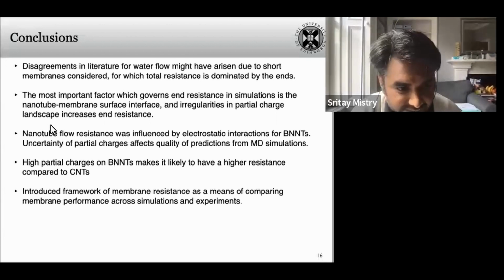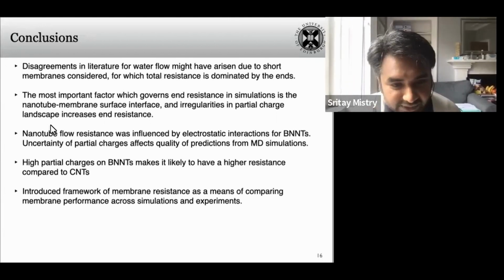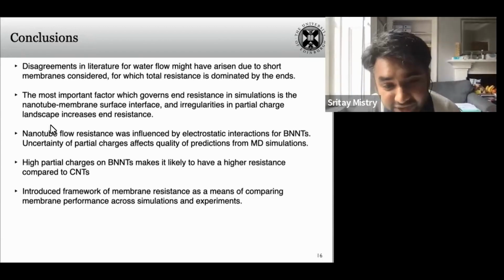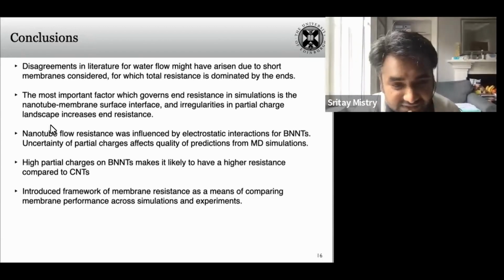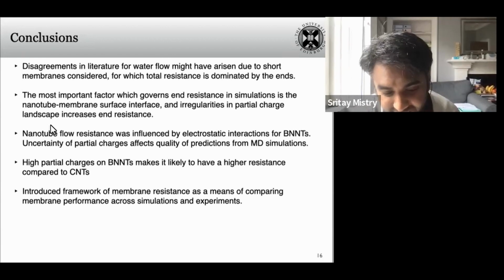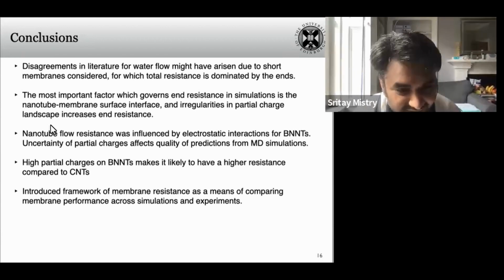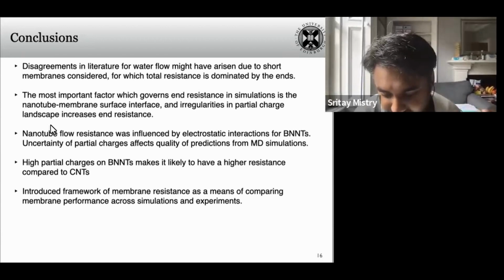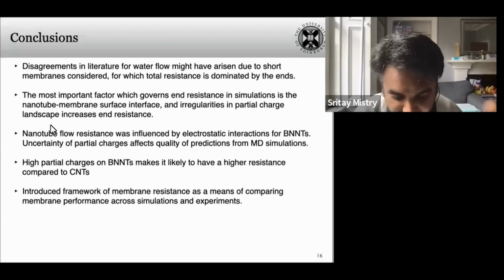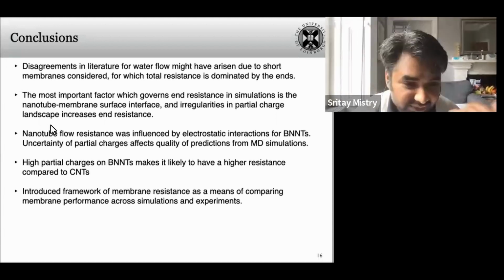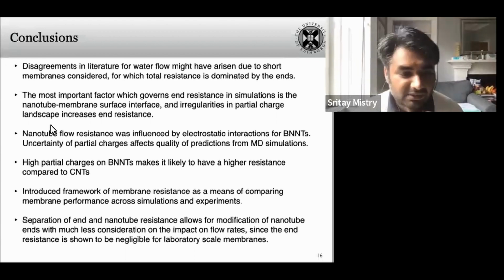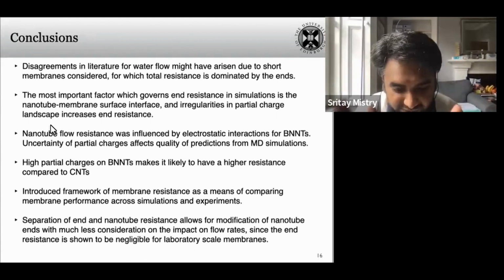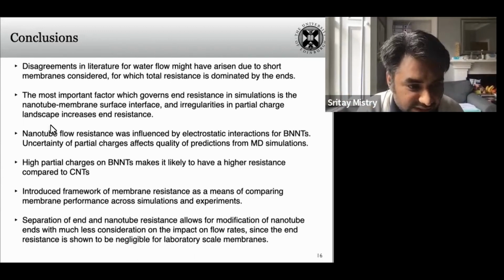And so when we are comparing MD simulations with experiments, or even MD with MD, we need to keep in mind how long the nanotubes are and which of these resistances are dominating. And not only that, I think it's important that we should be comparing resistances when we're talking about nanotubes, instead of other variables like slip length or something like that, which would need some assumption of viscosity or density or something like that within the nanotube.